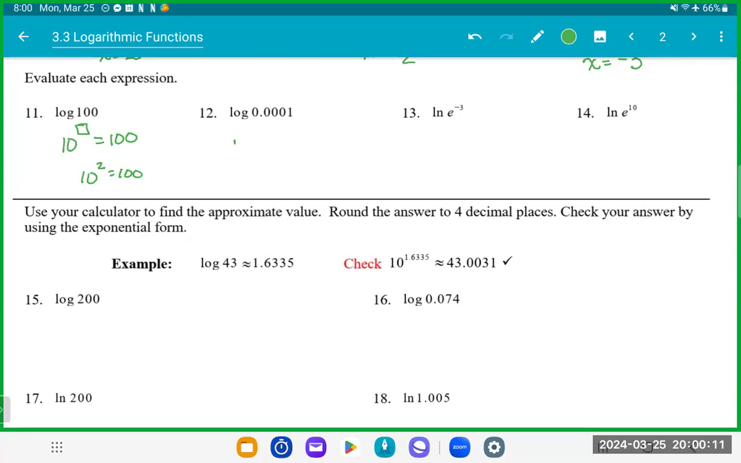Okay, so for this next one, that's 10 raised to what is going to give me 0.0001. In this case, it's 10 to the -4, because we went 1, 2, 3, 4 places. So 10 to the -4 is equal to 0.0001.